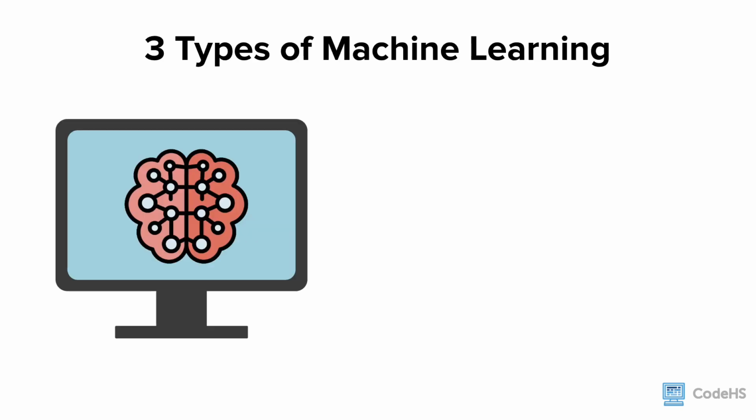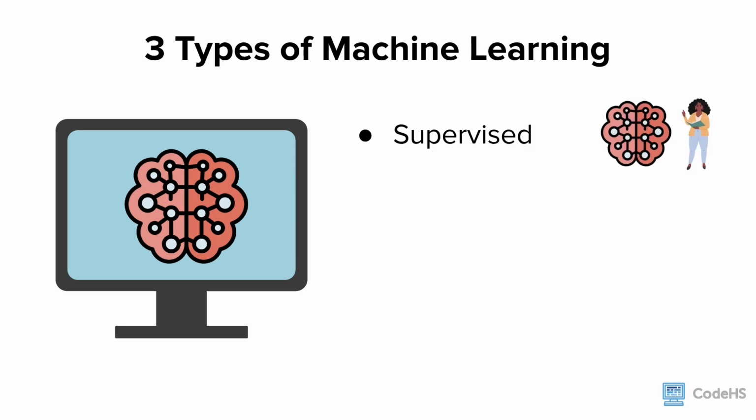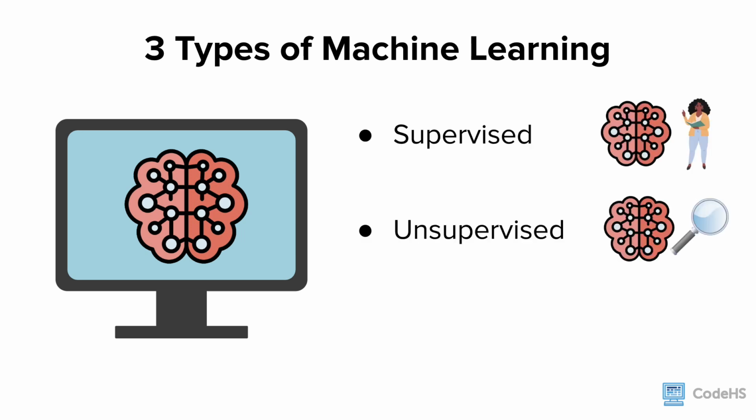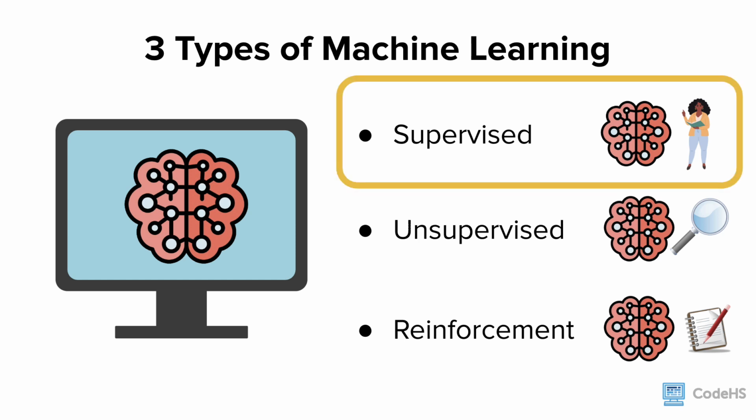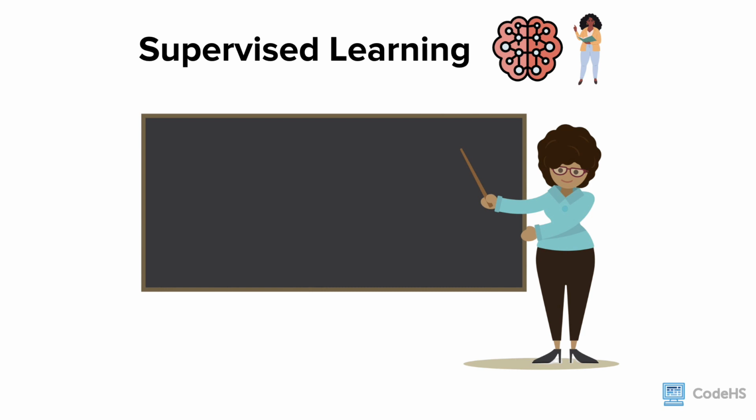There are three main types of machine learning algorithms that are most commonly used: supervised learning, unsupervised learning, and reinforcement learning. In this lesson, we're going to focus on supervised learning. With supervised learning algorithms, we act as the teacher or the supervisor in the learning process.